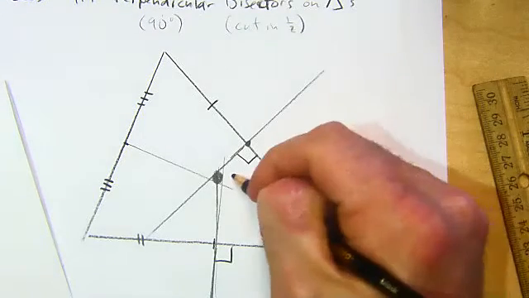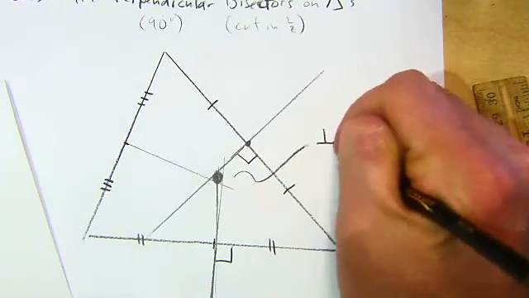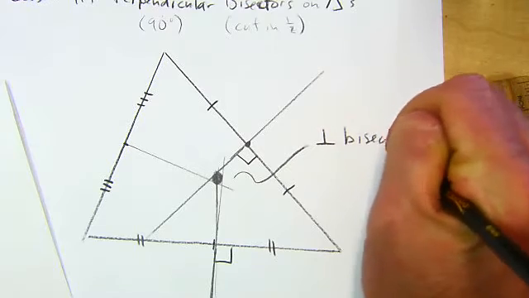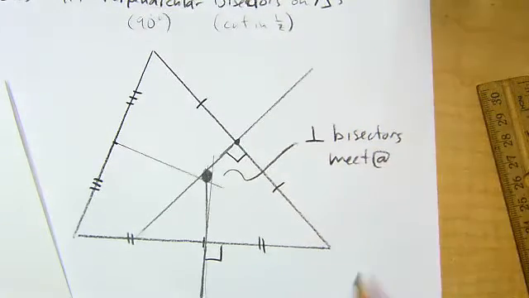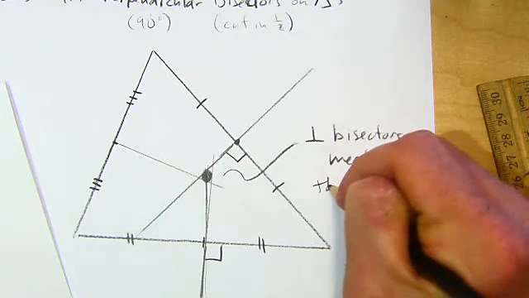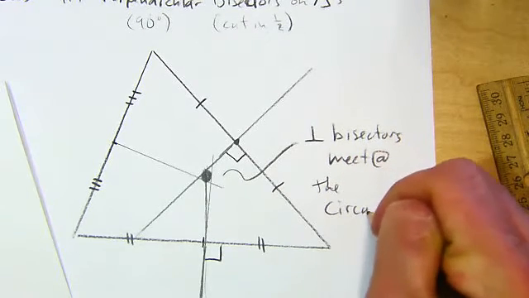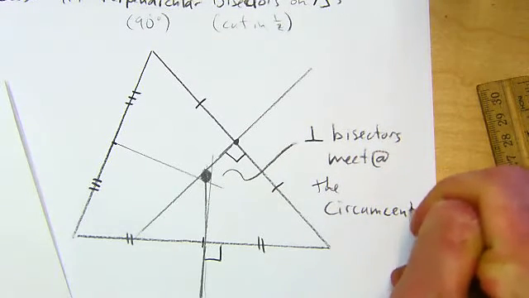Okay, but your goal is to get them to meet up at one nice point. That point where the perpendicular bisectors meet, it's called the circumcenter. Okay.